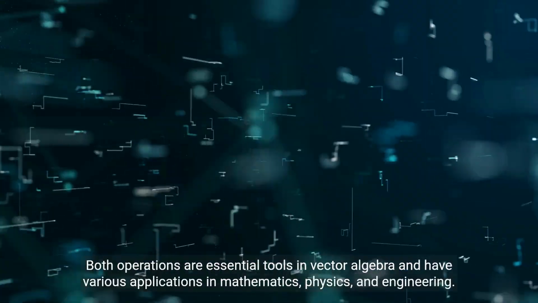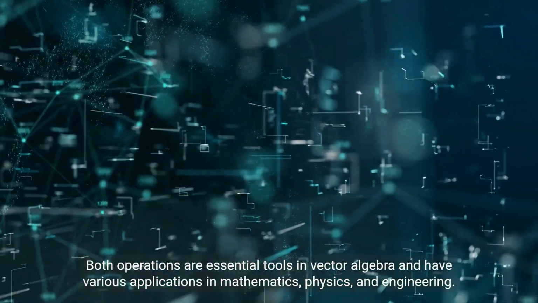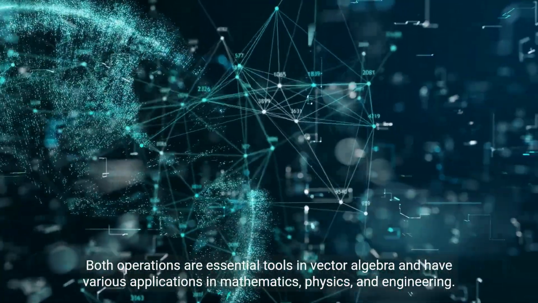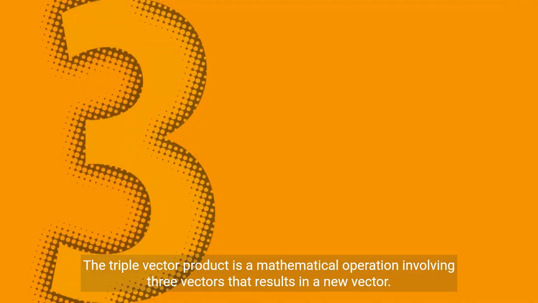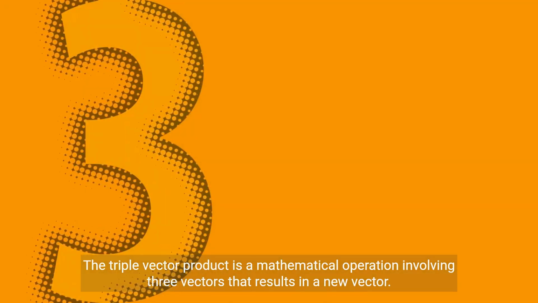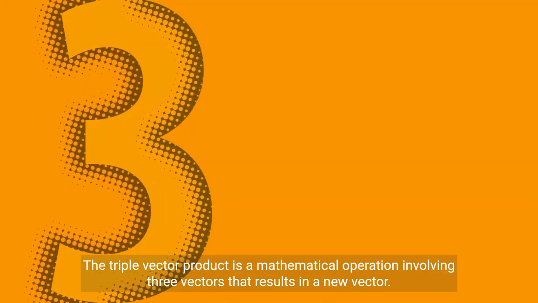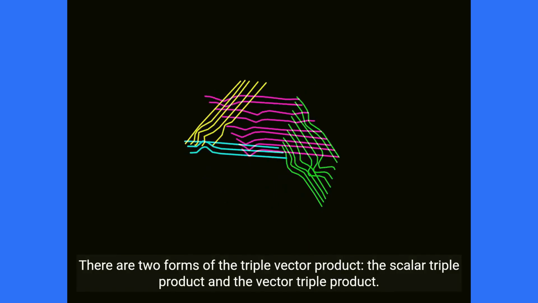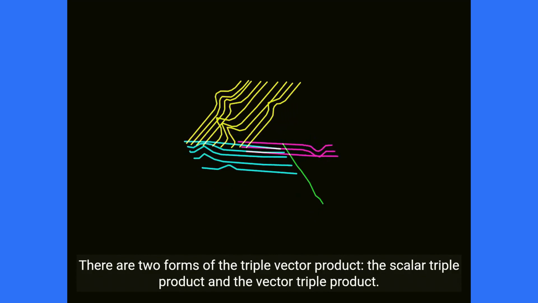Both operations are essential tools in vector algebra and have various applications in mathematics, physics, and engineering. The triple vector product is a mathematical operation involving three vectors that results in a new vector. There are two forms of the triple vector product: the scalar triple product and the vector triple product.